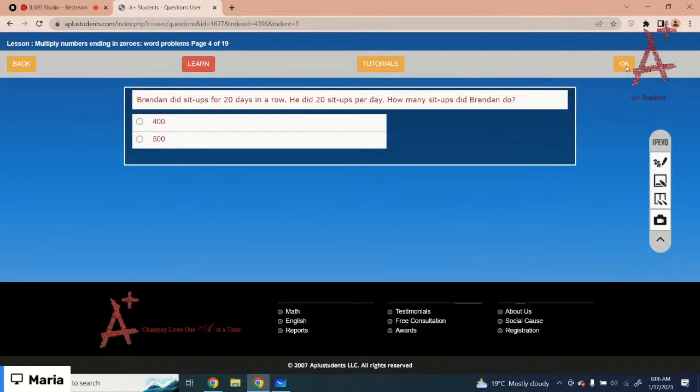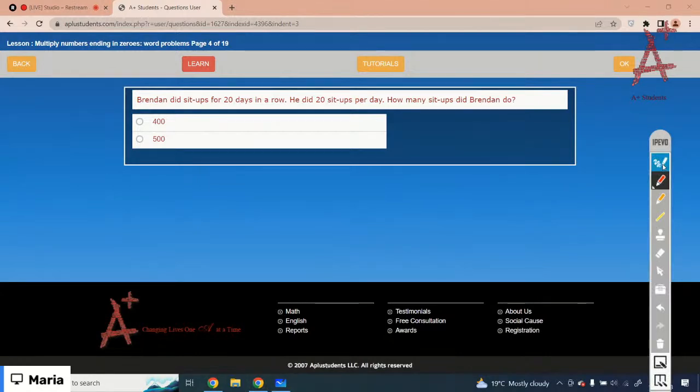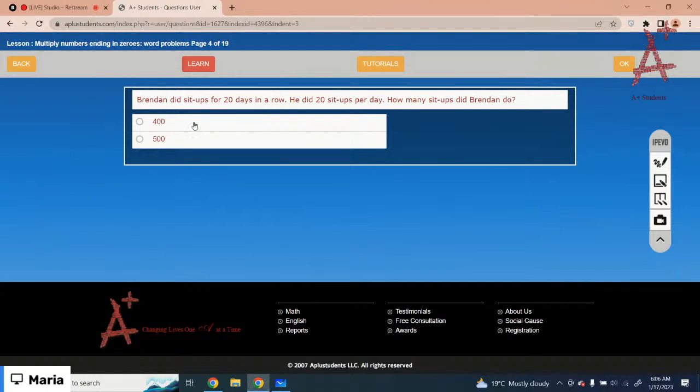Okay, Brendan did sit-ups for 20 days in a row. He did 20 sit-ups per day. How many sit-ups did Brendan do? So he did 20 each day. Yes, very good. That would be 400. Just do 2 times 2. 2 times 2 is 4, and add 2 extra zeros at the end. So it would be 400. Very good, everyone. So the correct option is 400. Just select the correct option and click on the OK button.